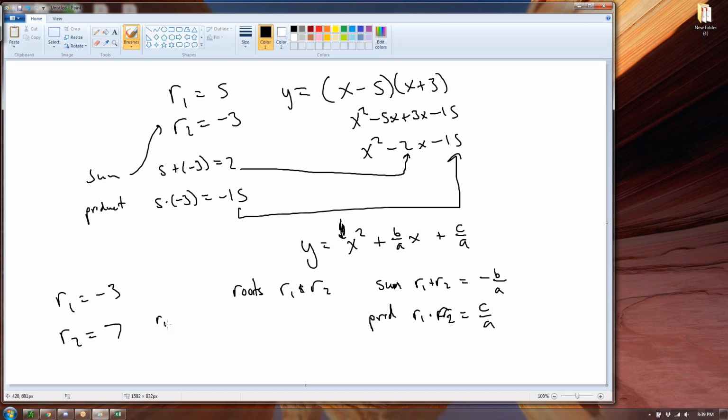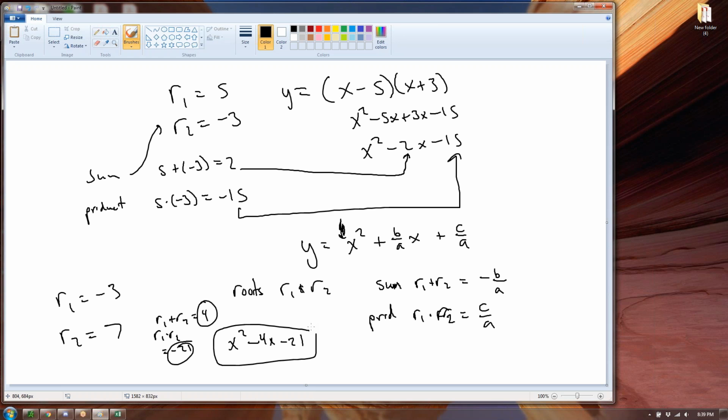If you added the roots, root 1 and root 2, that gives you a 4. So then you know it's an x squared minus 4x. If you took root 1 times root 2, that would give you a negative 21. So then you put a minus 21. It's always the opposite sign of the sum and the same sign of the product, and you'd have that. Okay. This is not really useful.